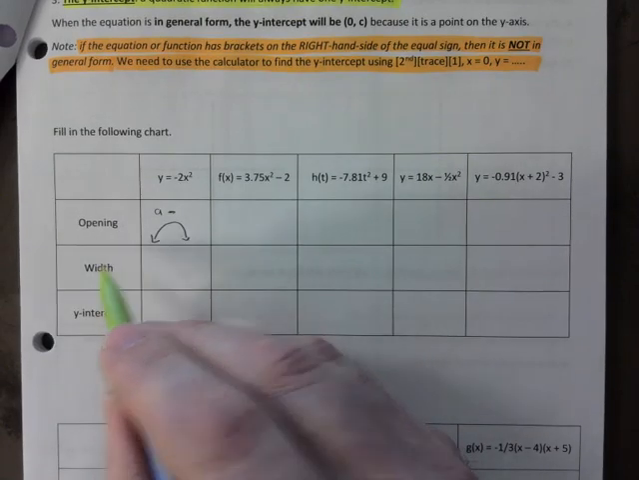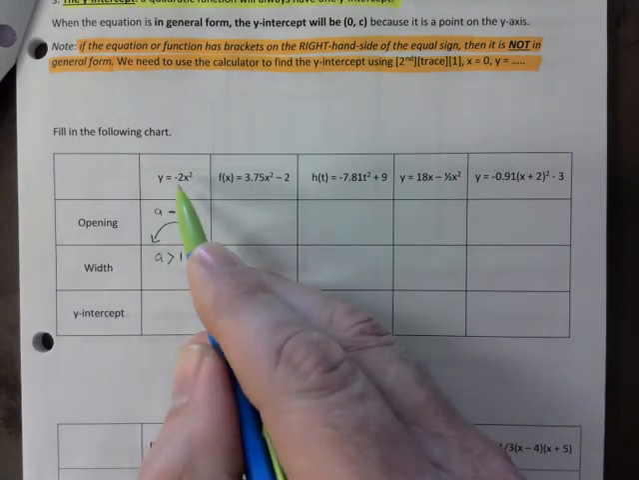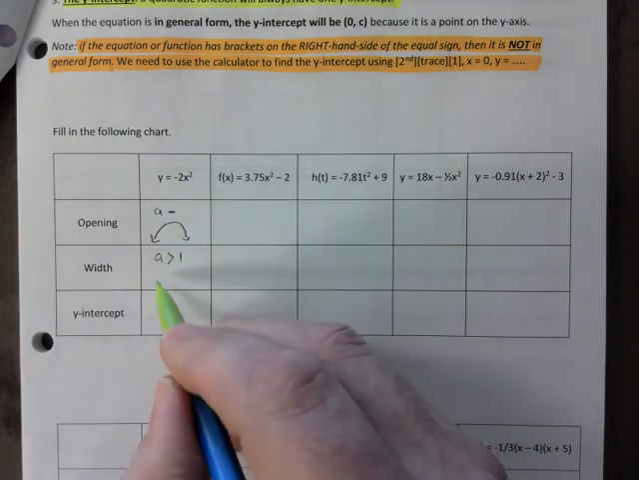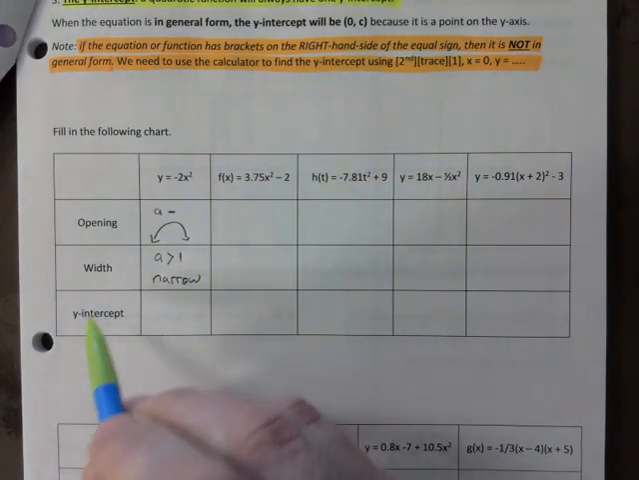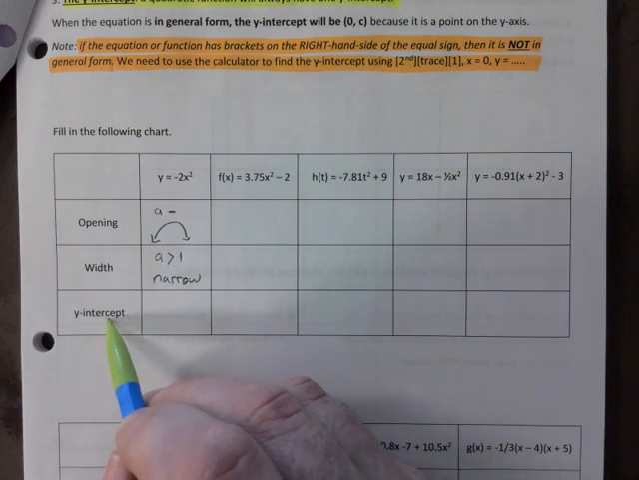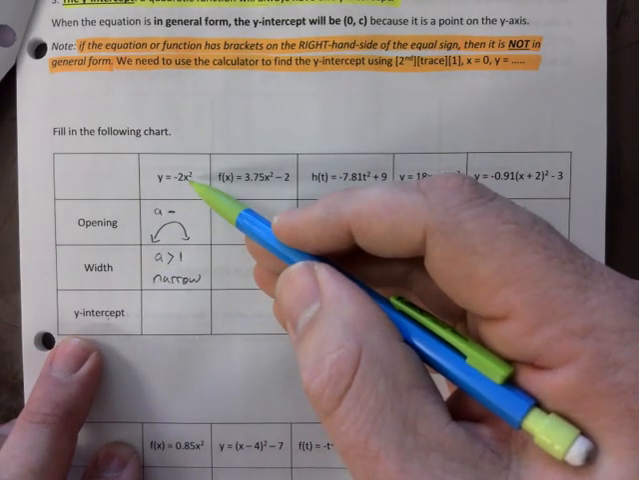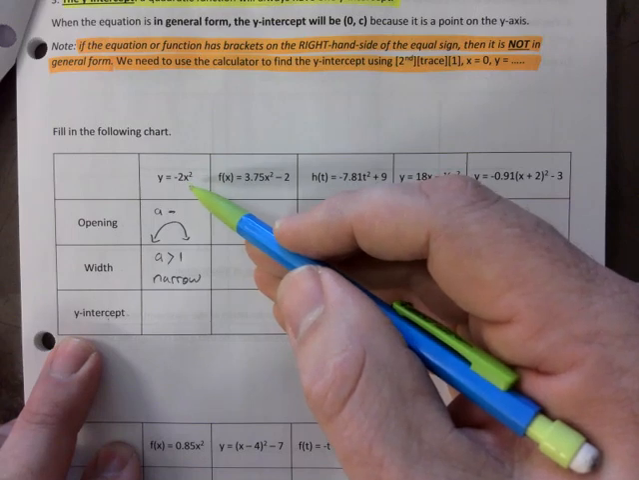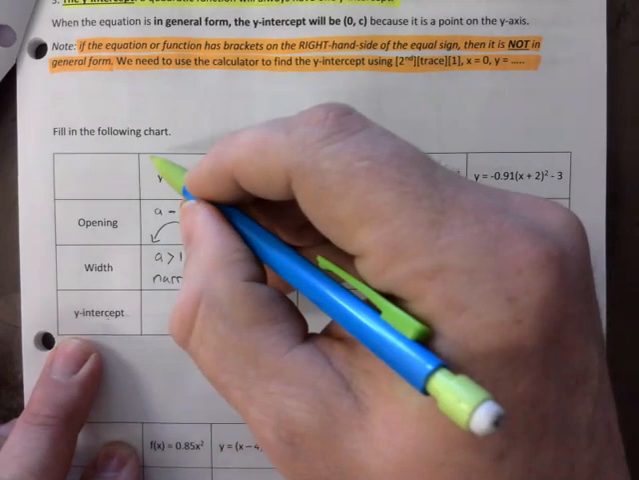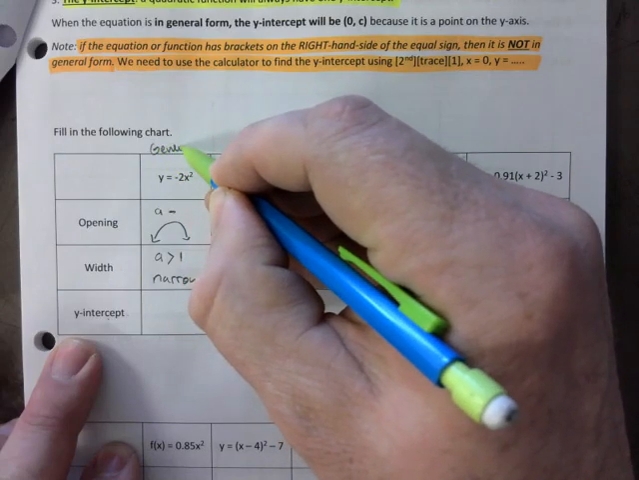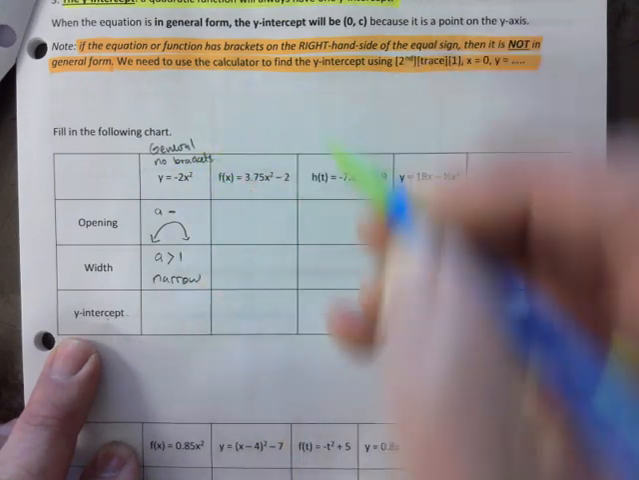What is the width? A is, in this case, greater than 1, right? It's 2, right? So this is going to be a narrow curve if you graph this. What is the y-intercept? Pause for a moment. What form is this? Is this general, or is it one of the other ones? This is general. It has no brackets, okay? No brackets. General, because it has no brackets. If something doesn't have brackets, you know it's in general form.